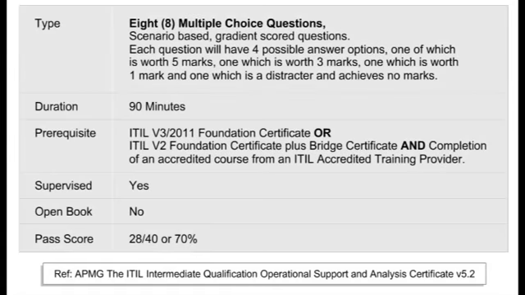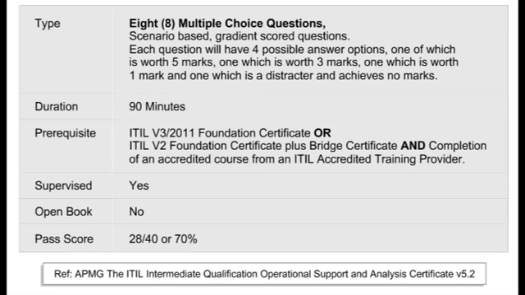ITIL 2011 Operational Support and Analysis exam consists of 8 multiple-choice questions, which will be scenario-based, gradient-scored questions. Each question will have 4 possible answer options, one of which is worth 5 marks, one which is worth 3 marks, one which is worth 1 mark, and one which is a distractor and achieves no marks. The duration of the exam is 90 minutes.